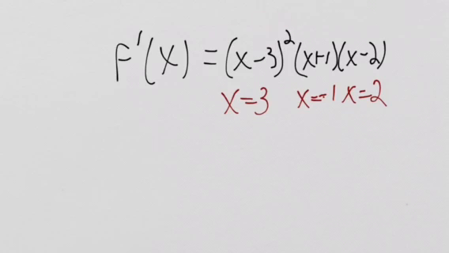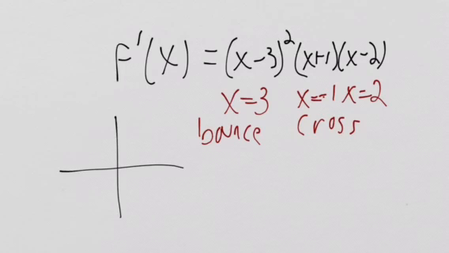This has an even multiplicity, so we know we're going to bounce at x equals 3. And then we're going to cross at x equals 1 and -1 and x equals 2. So when we sketch it, we have an x-intercept at -1. We also have one at 2. We also have one at 3.